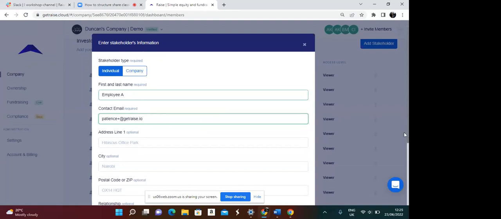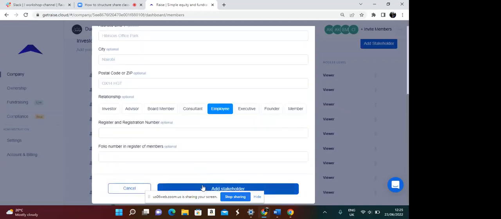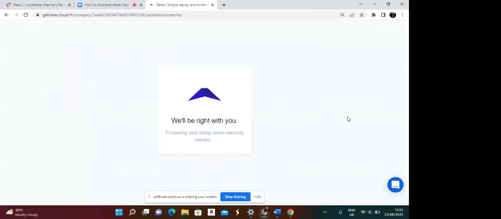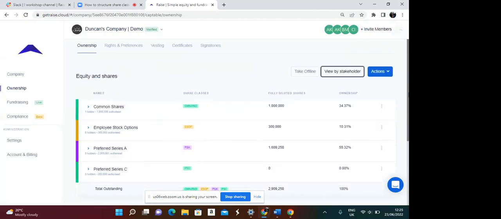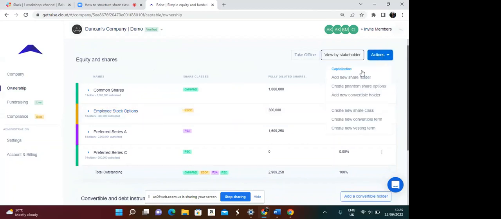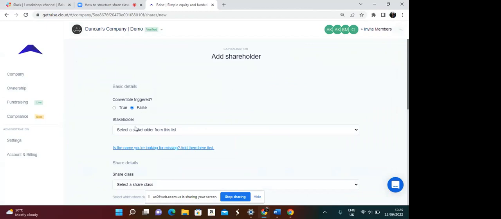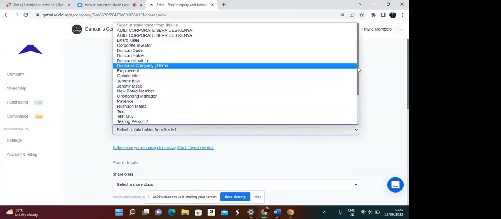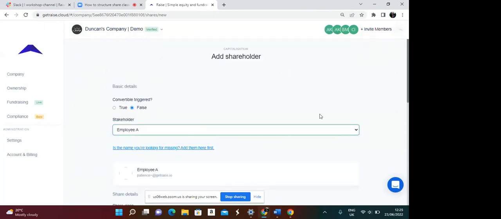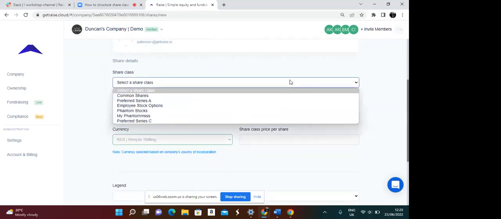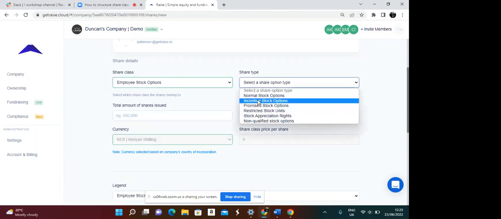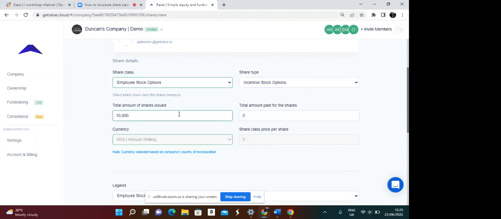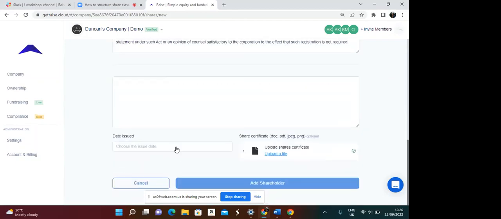And then once we've added this employee, we're able to assign to them the specific ESOPs. So in our cap table, we already have the employee stock options, so we will add that shareholder. The share class is the ESOPs, employee stock options. As we've discussed, this is an incentive-based type of option, and they're not paying any amount because we already have a cliff vesting assigned to them.